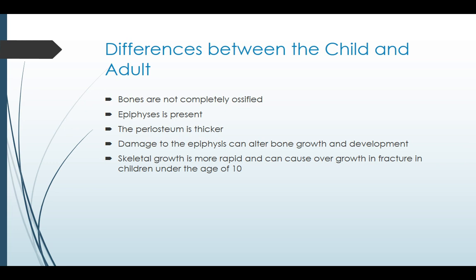Differences between a child and an adult: bones are not completely ossified. The epiphysis is present. The periosteum is thicker. Damage to the epiphysis can alter bone growth and development. Skeletal growth is more rapid and can cause overgrowth in fractures in children under the age of 10. The epiphysis is part of the bone that allows it to grow.